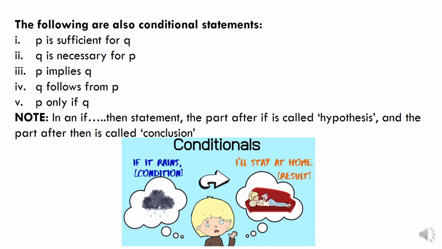Conditional statements can also be written in the following manner using the following words. Remember, all these mean the same thing, that is if P then Q. Say P is sufficient for Q, or Q is necessary for P, P implies Q, Q follows from P, or P only if Q. All these mean one and the same thing, that is if P then Q.